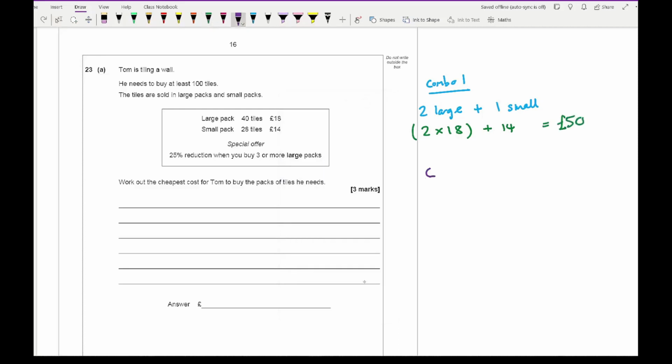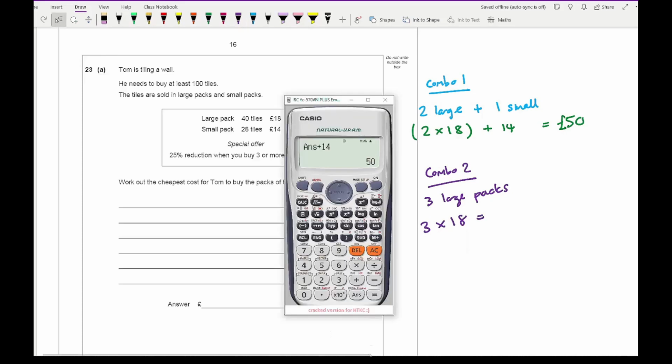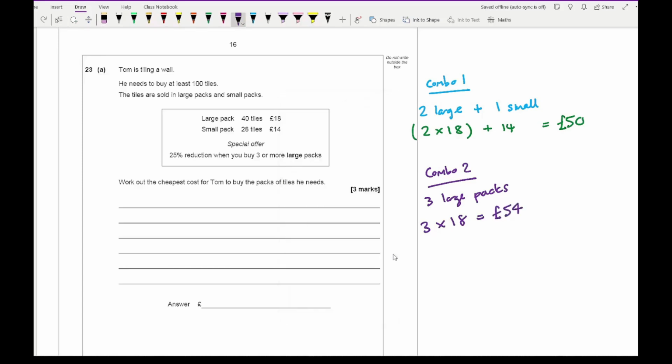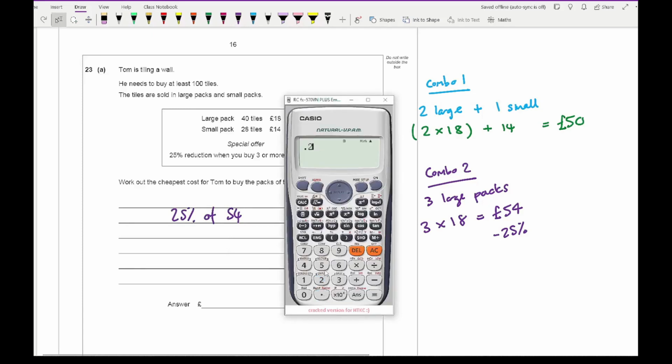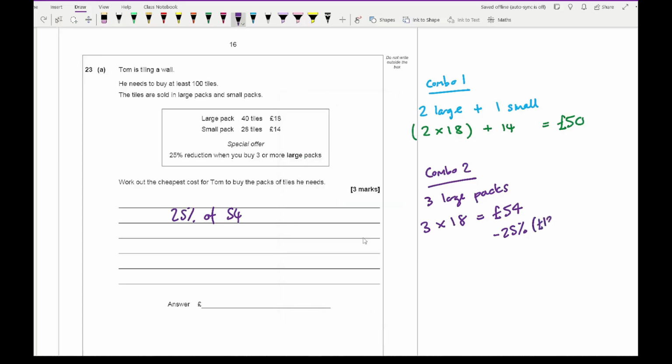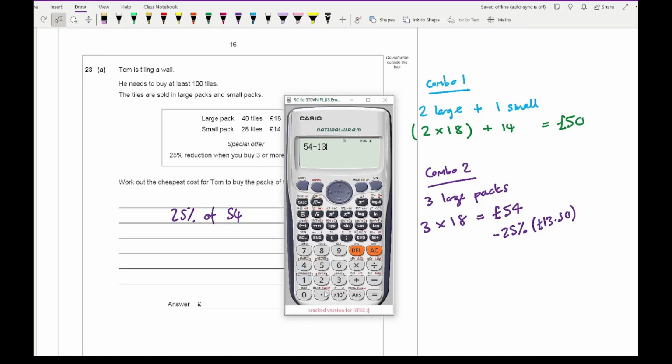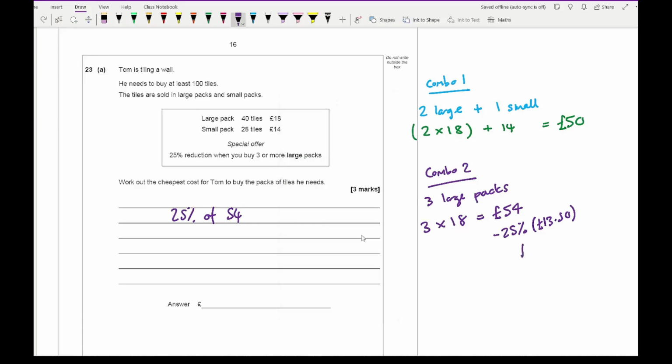Then if I go for combo 2, in which I'm going to buy 3 large packs, that's going to be 3 times 18, and again on the calculator, 3 times 18 equals £54. But with that, I'm getting 25% taken off, so minus 25%. Now 25% of 54, well, what calculation do I need to do? Was divide it by 2 and then divide it by 2 again, or divide by 4. It's entirely up to you. So here 0.25 times 54 gives me a discount of £13.50. So for this, what I then do is 54 take away £13.50, and that comes up to a total cost of £40.50.